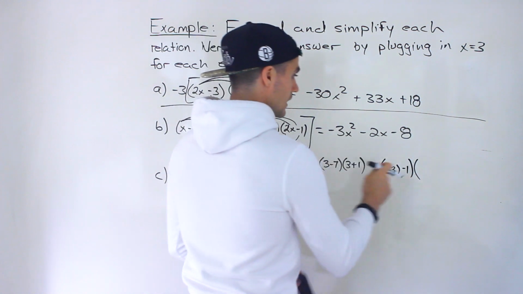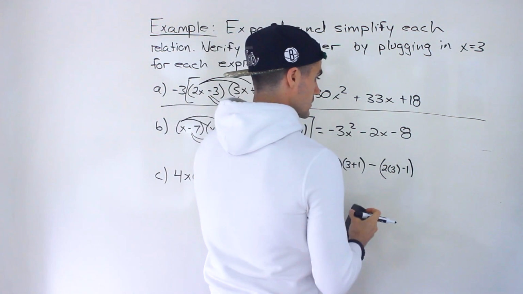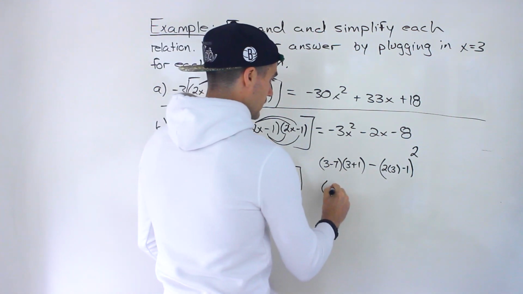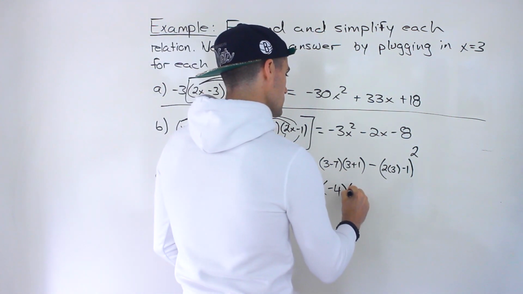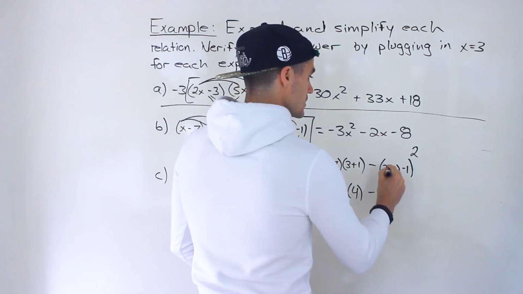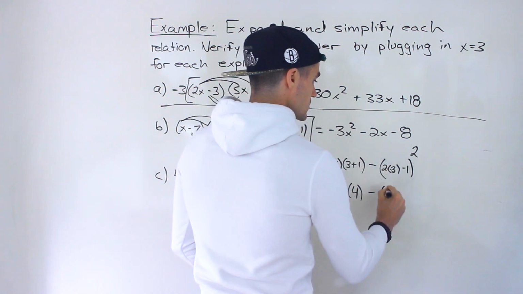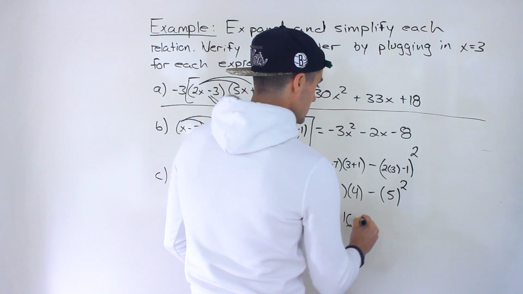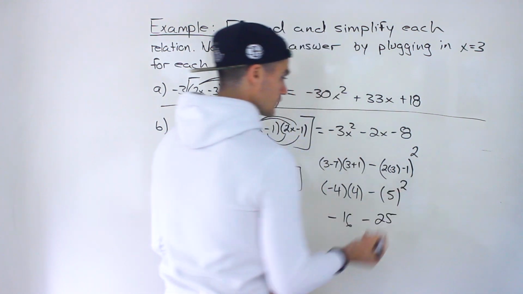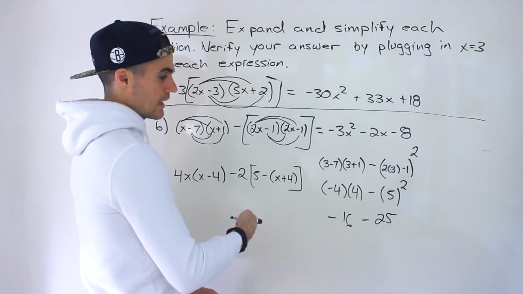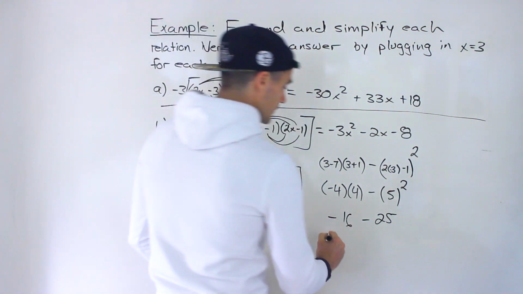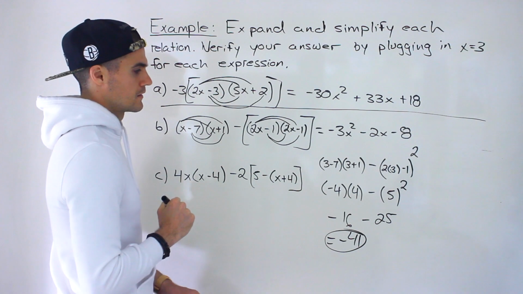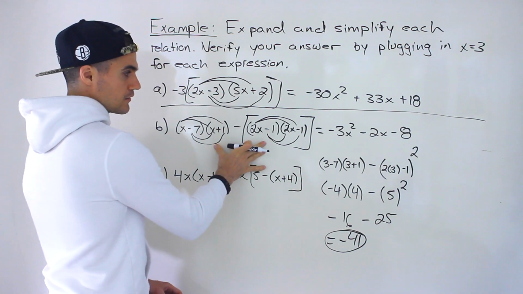2 times 3. That's actually to the power of 2. So let's just actually put an exponent here. So here we'll have -4 times 4 minus 2 times 3 is 6, minus 1 gives us 5. That's going to be to the power of 2, so we'll have -16 minus 25, right? We have to do the exponent first there. -16 minus 25 gives us -41. Right, so we got -41 by plugging in 3 over here.